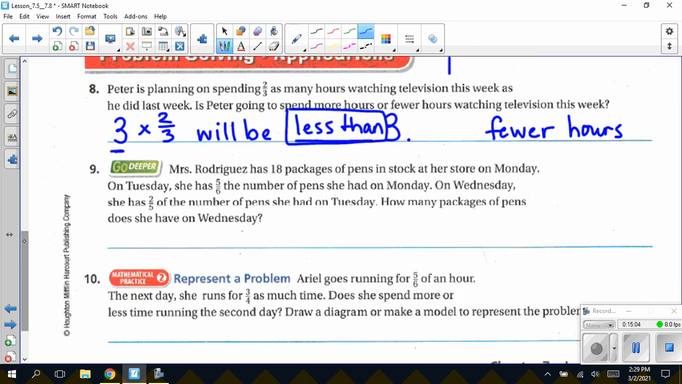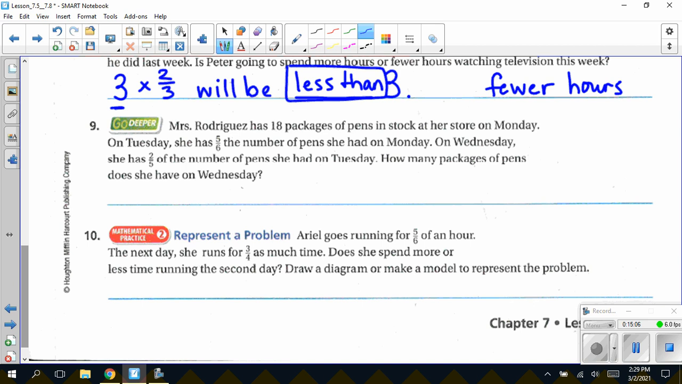And then question number 9, Mrs. Rodriguez has 18 packages of pens in stock at her store on Monday. On Tuesday, she has 5/6 the number of pens she had on Monday. On Wednesday, she has 2/5 of the number of pens she had on Tuesday. How many packages of pens does she have on Wednesday?